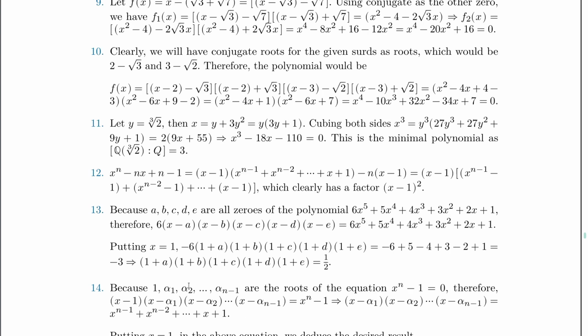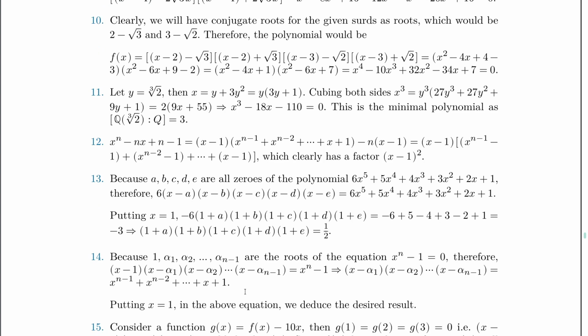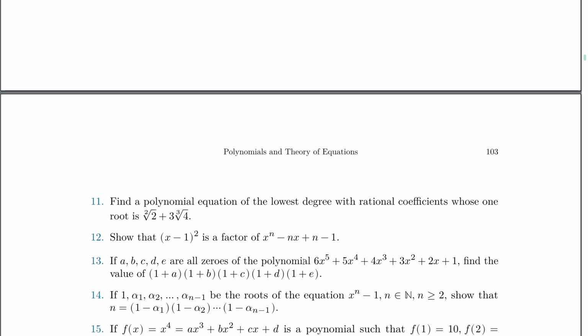Because these are the roots of the equation, we can write x minus 1 into x minus alpha 1 into x minus alpha 2 and so on is equal to x to the power n minus 1. Therefore, we can write that x minus alpha 1 into x minus alpha 2 and so on up to alpha n minus 1 is equal to x to the power n minus 1 plus x to the power n minus 2 and so on up to 1. Now we put x is equal to 1, like the previous problem, and we have the desired result.